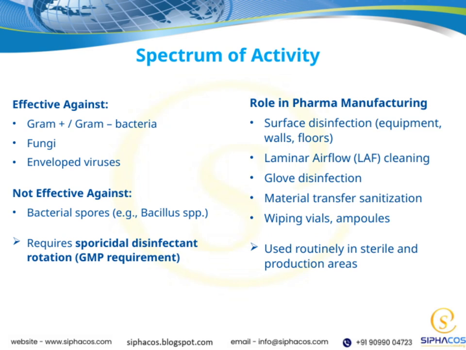Spores are notably resistant, which means that we need to use sporicidal disinfectants to effectively eradicate these resilient forms. This requirement is actually a GMP, Good Manufacturing Practice regulation, that necessitates rotating sporicidal disinfectants to prevent resistance and ensure ongoing efficacy. So, understanding both the capabilities and limitations of these disinfectants helps us better manage our cleaning protocols and uphold the highest standards of sterility in pharma manufacturing.